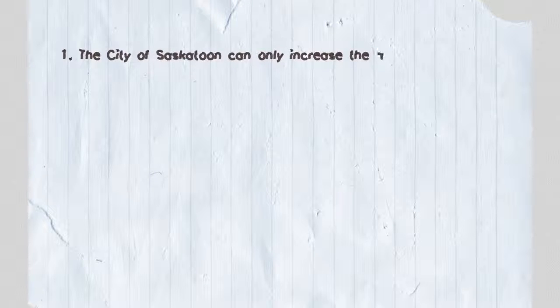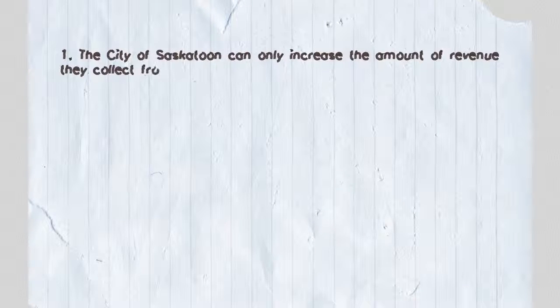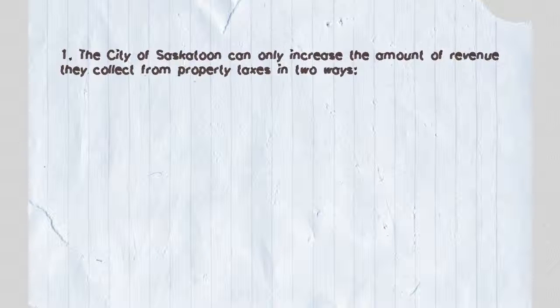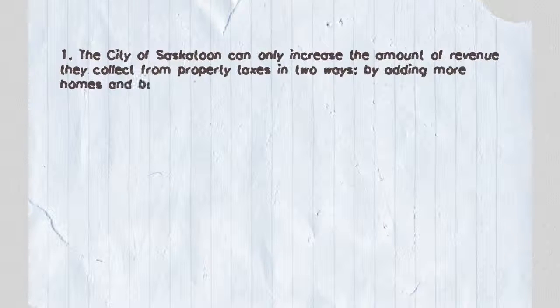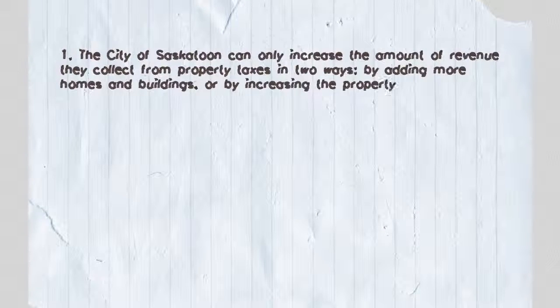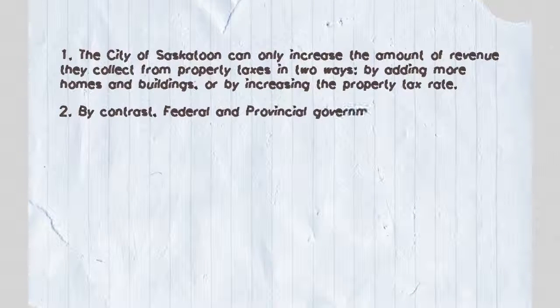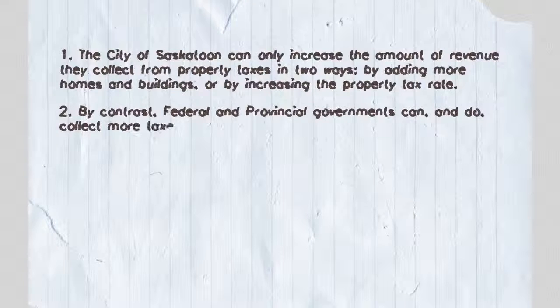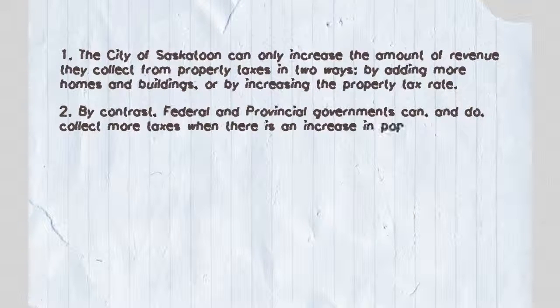Okay, so let's recap. 1. The City of Saskatoon can only increase the amount of revenue they collect from property taxes in two ways: by adding more homes and buildings, or by increasing the property tax rate. 2. By contrast, federal and provincial governments can and do collect more taxes when there is an increase in population, employment, or income.